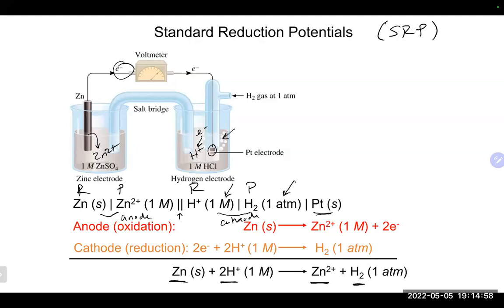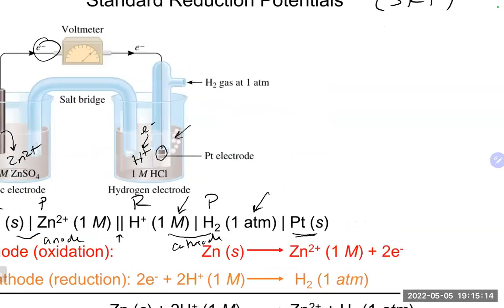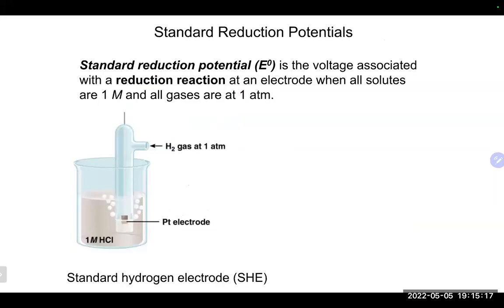Overall, what's happening here is, again, the zinc is losing the 2 electrons, becoming oxidized. The H+ is picking up those 2 electrons and becoming reduced. Obviously, we could hook this up and get the cell voltage that occurs in this particular case.